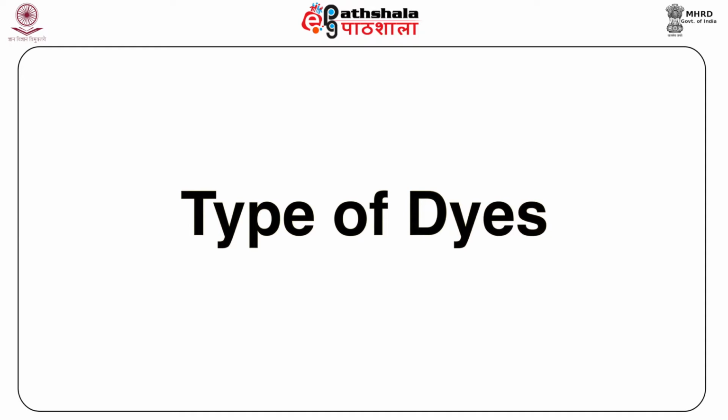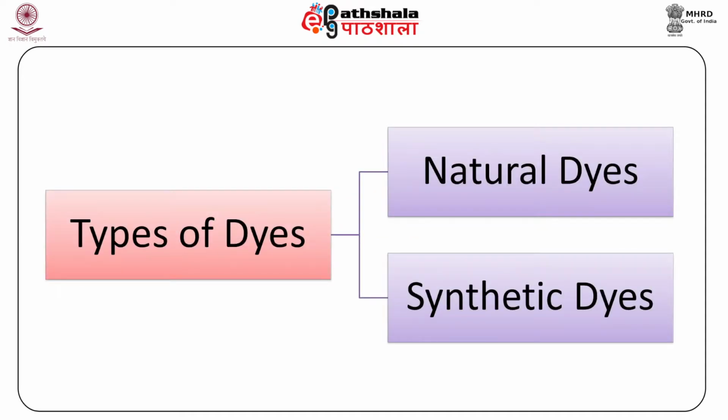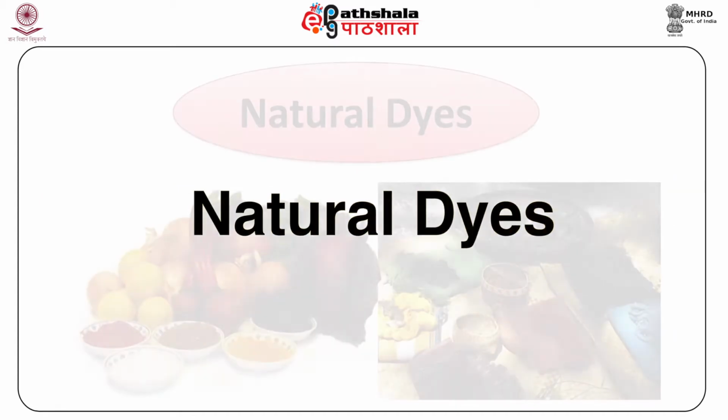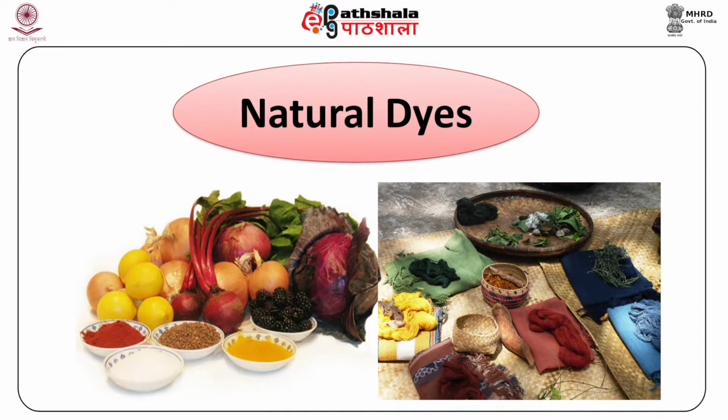Types of dyes. The dyes are generally classified on the basis of their chemical properties and their different applications. Natural dyes. Natural dyes, as the name suggests, are the dyes acquired from natural resources. They are mostly organic compounds which are colored. Earlier, people used to dye their textiles using common, locally available materials.